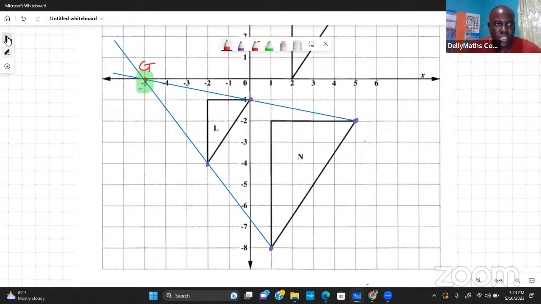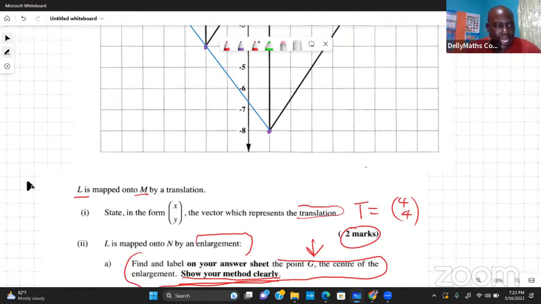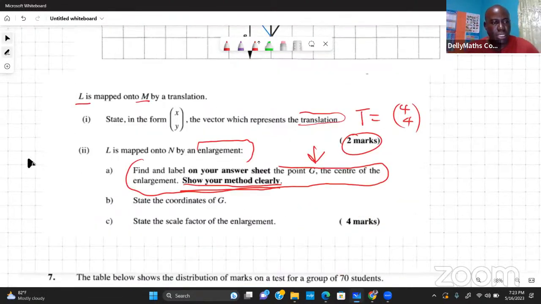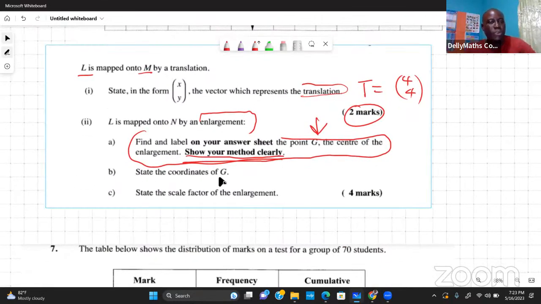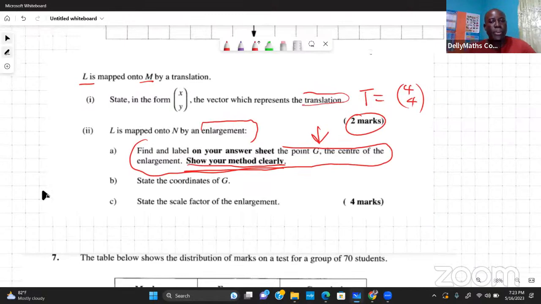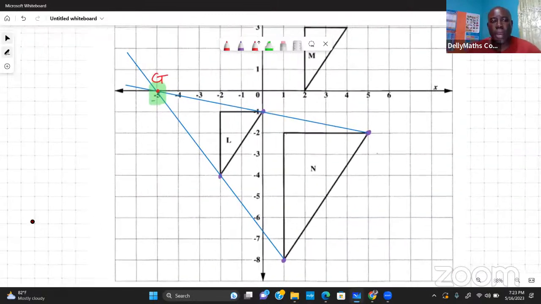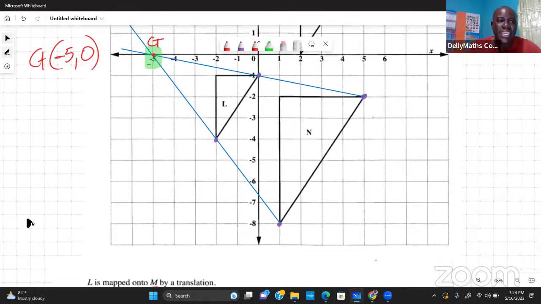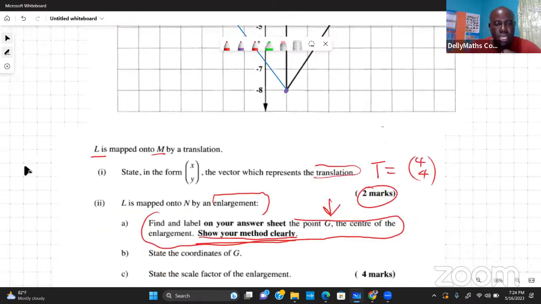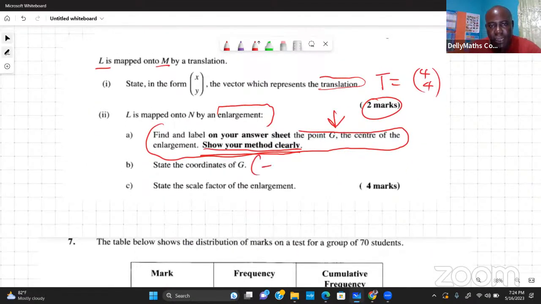Now the next question, which is the follow-up from that, says to state the coordinate of G. No problem. We're going to go to G. We're going to read off our point. And our G, as you could see, is where -5 meets 0. So that is our G. It is a point on the x-axis. It's where -5 meets 0. And we're going to be writing that right here: (-5, 0).